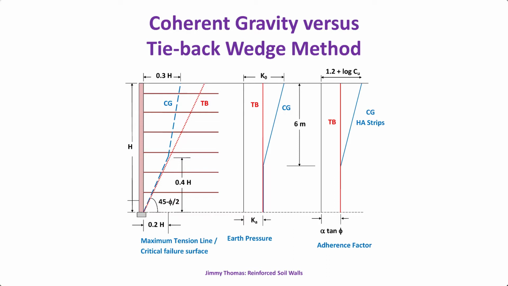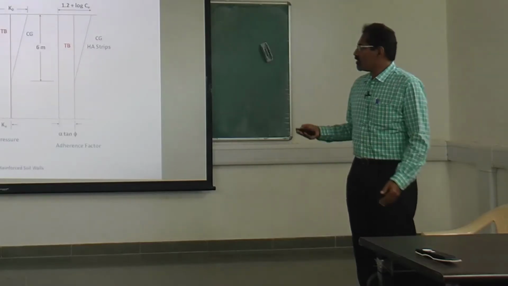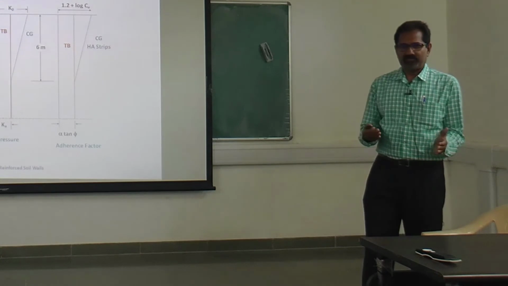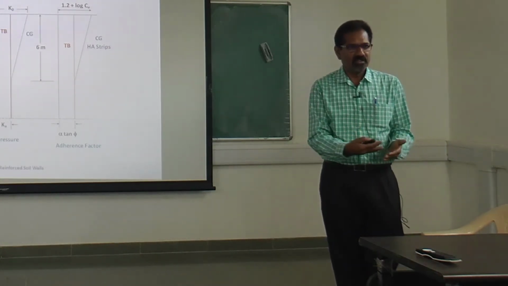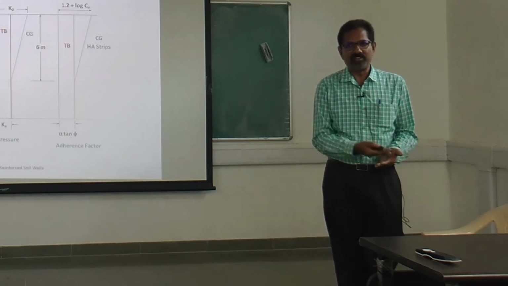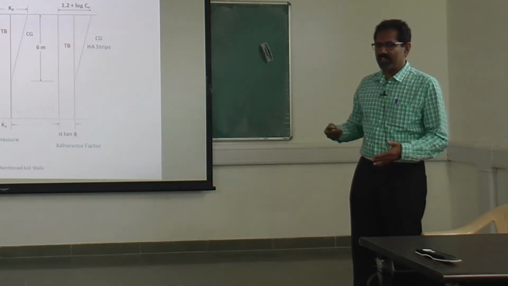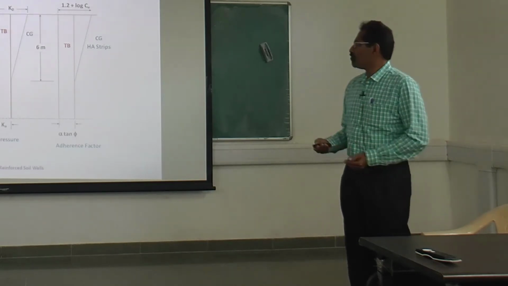In the tie-back wedge method it is this. In the coherent gravity, the maximum tension line is like this. This is actually as per the BS code. In the FHWA, it's slightly different. So one difference is the maximum tension line. Basically this comes from the earth pressure theory, from Rankine theory, Coulomb theory. But whereas this is from actual field measurements, where people have instrumented the actual walls and measured how the maximum tension was developed. So this follows from the actual, and that's why it's more like an empirical method.